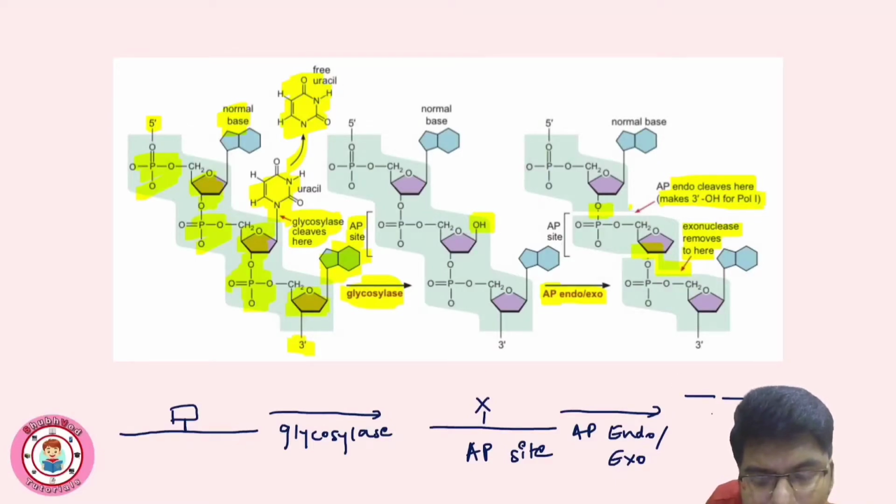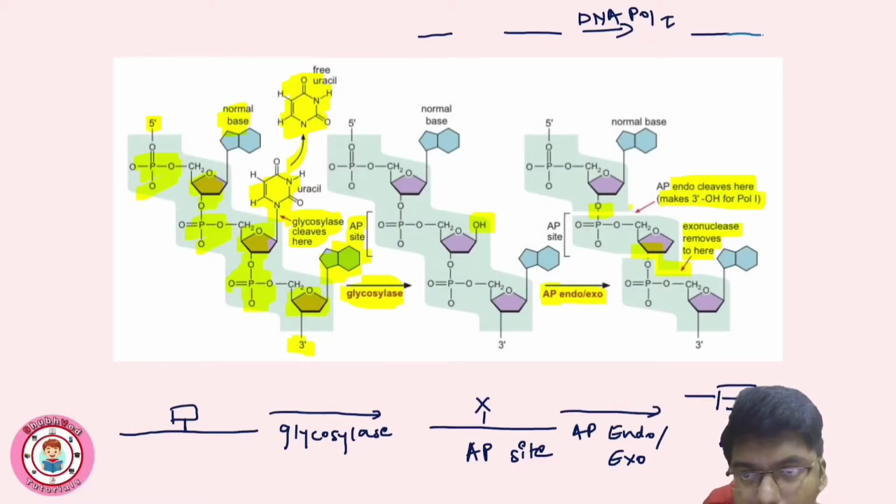Then again, this will be released out. There will be a gap, and this will be filled by DNA polymerase 1 in prokaryotes, right? And here is the correct nucleotide now. There are other nucleotides too, do note, but we are considering here only the correct one.